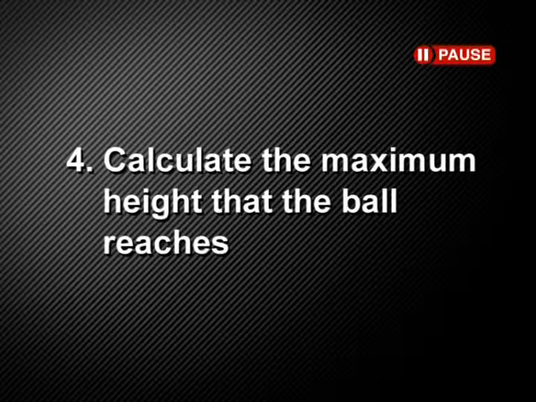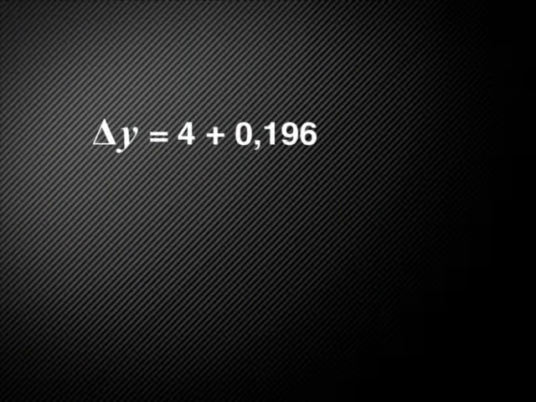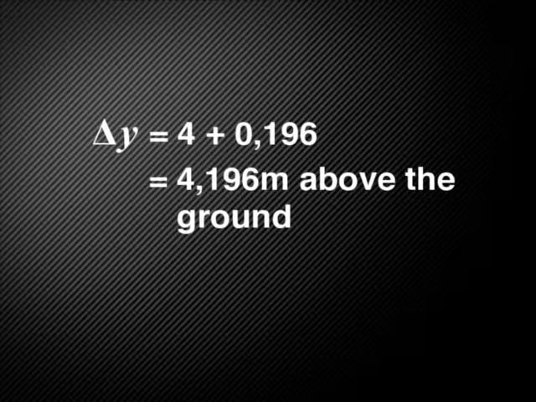I wonder if you have noticed something. Is this the final answer? Calculate the maximum height that the ball reaches. What we calculated is simply the distance that the ball moved above the window. So we have to complete the answer. The maximum height is actually 4 plus 0.196. This equals 4.196 meters above the ground. For calculations, we normally round off to 2 decimal points, so this will be 4.20 meters.